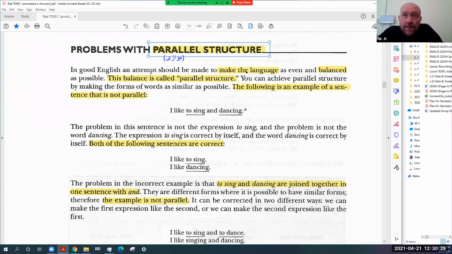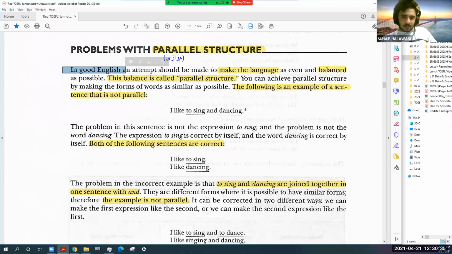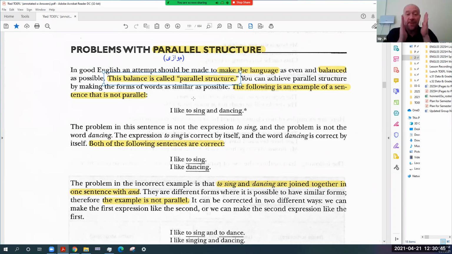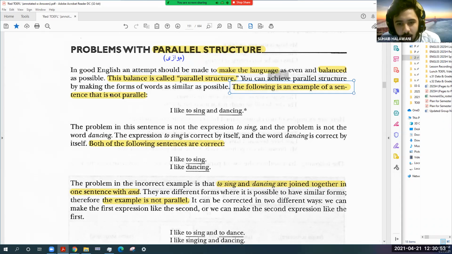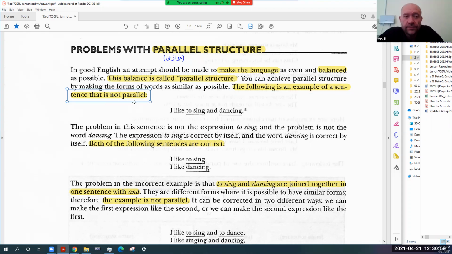Let's read, Suhaib. In good English, an attempt should be made to make the language as even and balanced as possible. This balance is called parallel structure. That's the idea. Balance. You have to balance. And then go to this line here. The following is an example of a sentence that is not parallel. So that means there is no balance here. There's a problem. No balance.